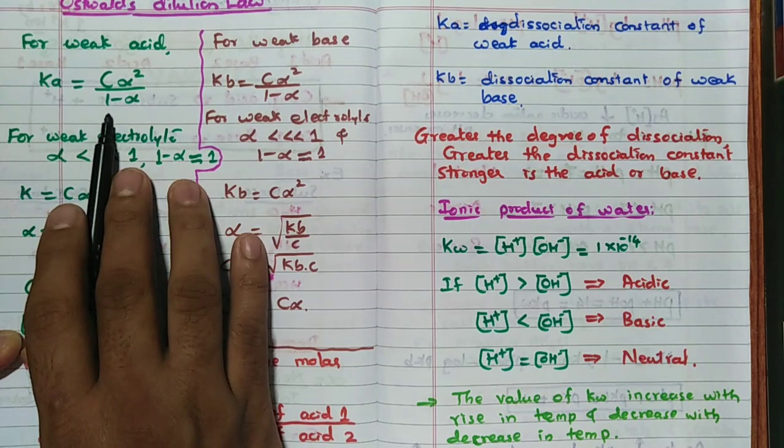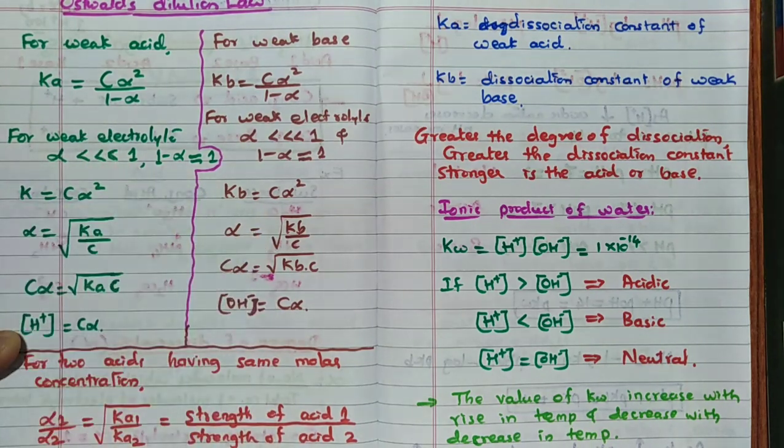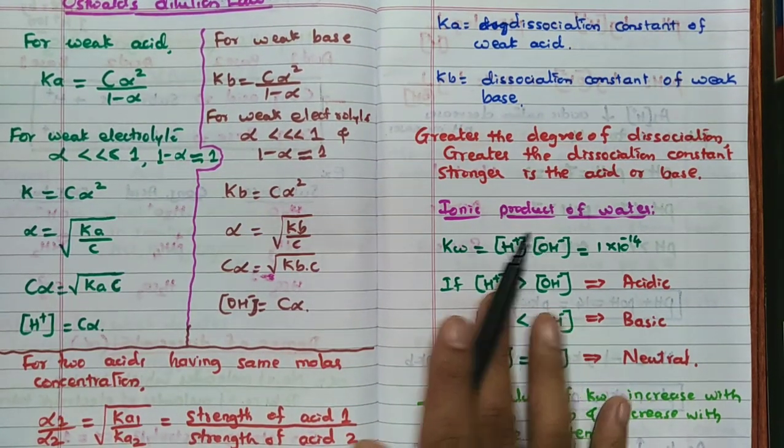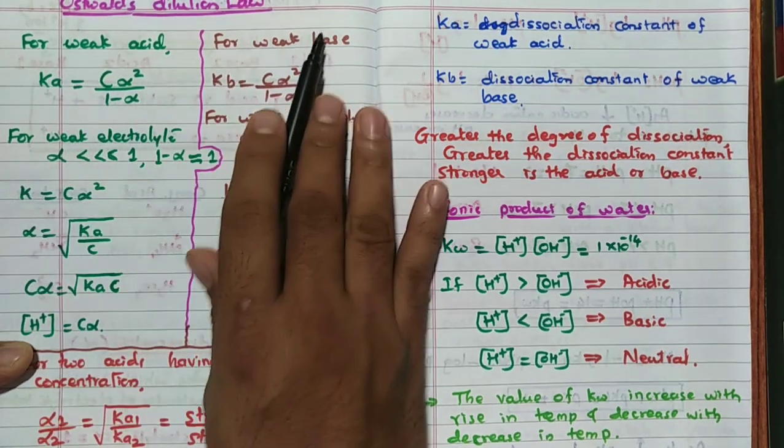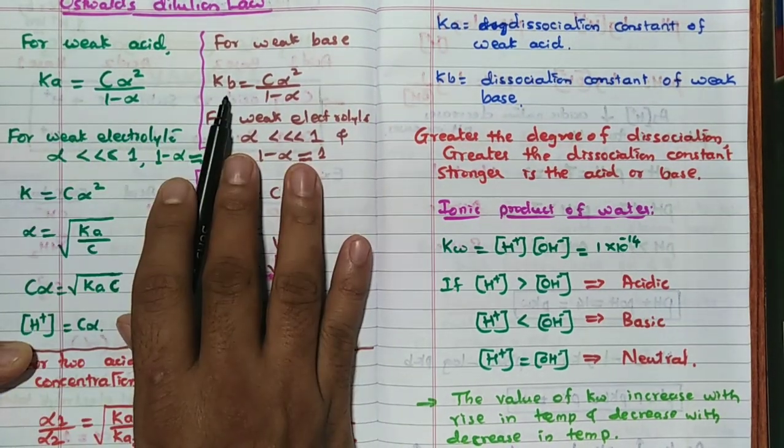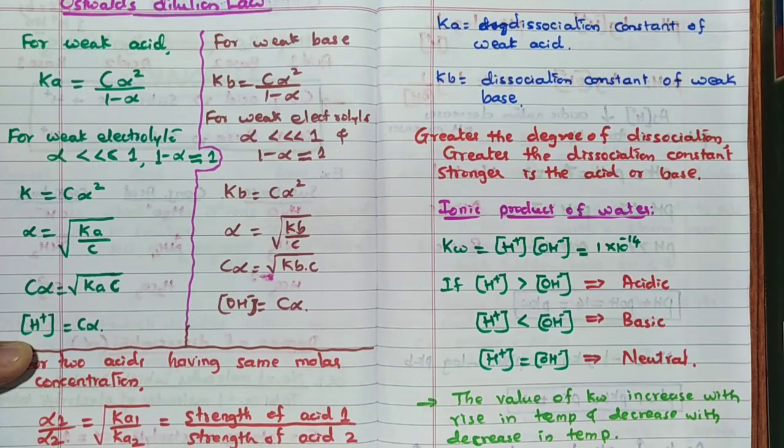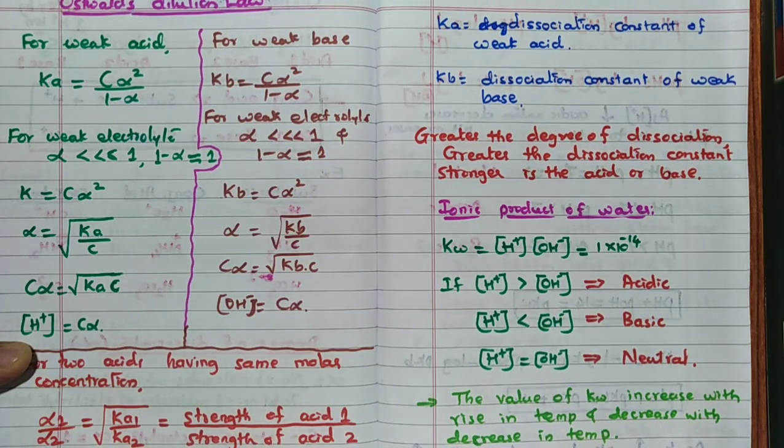Ka is equal to C alpha square divided by 1 minus alpha. This derivation is not needed; I have directly taken the formula here. The same thing for base Kb: instead of A you will write B, C alpha square by 1 minus alpha. The formula remains the same.